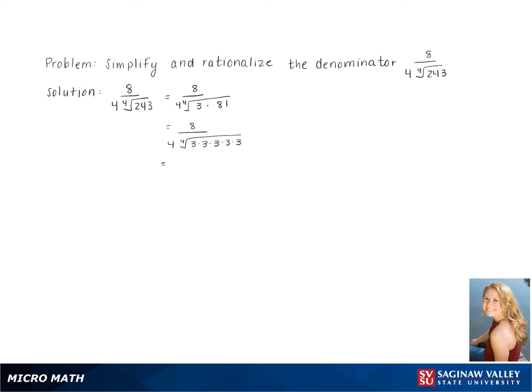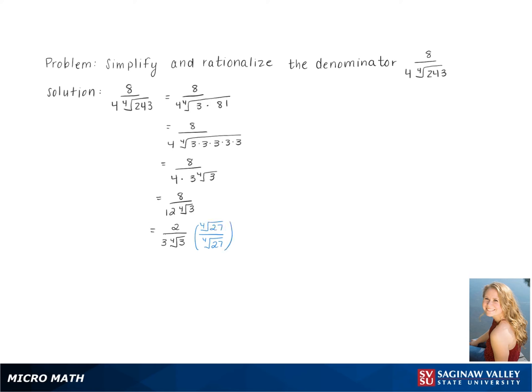Simplifying further, we get 8 over 4 times the 4th root of 3 times 3 times 3 times 3 times 3. Pulling out 4 of those 3s, we get 8 over 4 times 3 times the 4th root of 3. This gives us 8 over 12 times the 4th root of 3. Simplifying gives us 2/3 times the 4th root of 3.